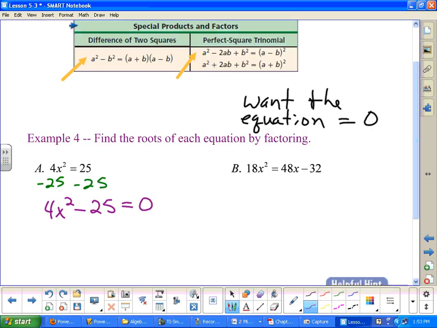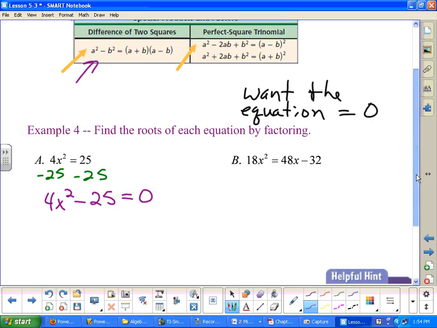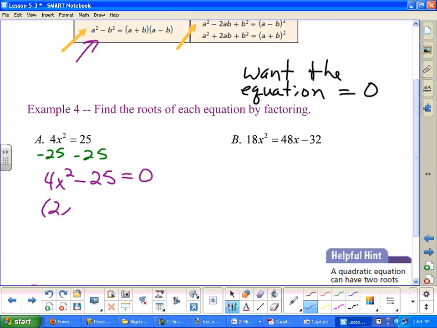And now I have two terms. Do they have anything in common? No, they don't, because the 25 doesn't have x squared, and 4 doesn't go into 25. So I want to look: do I have the difference of two squares? We do. What number squared makes 4? 2. What number squared makes 25? 5. So we have 2x plus 5 and 2x minus 5.